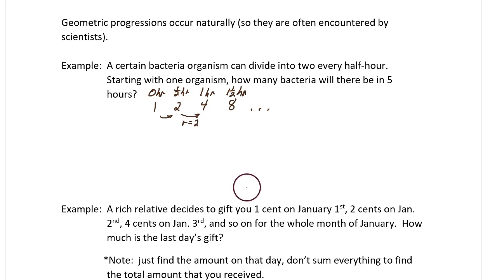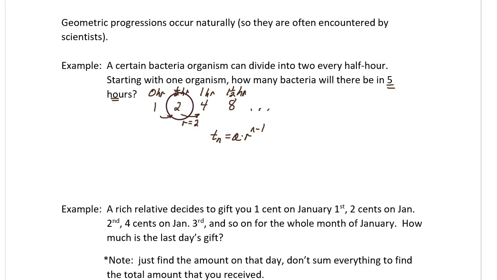Now, one way to find out how many bacteria there are in 5 hours is to keep extending that list until we reach the 5 hour mark. But a faster way might be to use the general formula for a geometric sequence. It is T sub n equals a times r to the n minus 1. But what value of n do we need to use to be the number of bacteria after 5 hours?